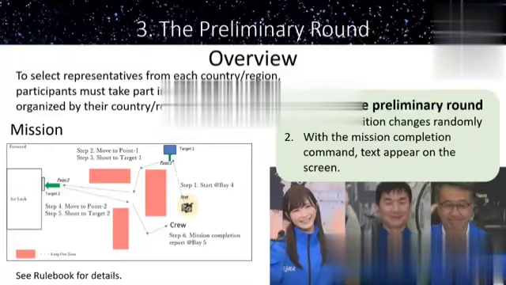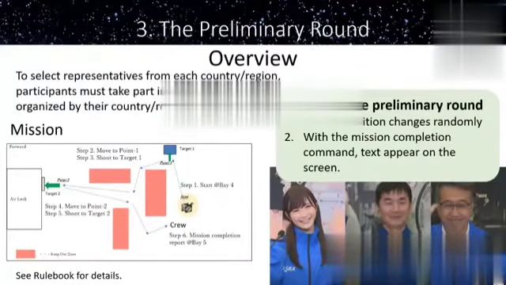The mission was already mentioned in this guidance session. However, let me emphasize 2 points that are unique to the preliminary round. The first is that the position of target 2 changes randomly. Therefore, you need to do a proper image recognition every time to get a high score.